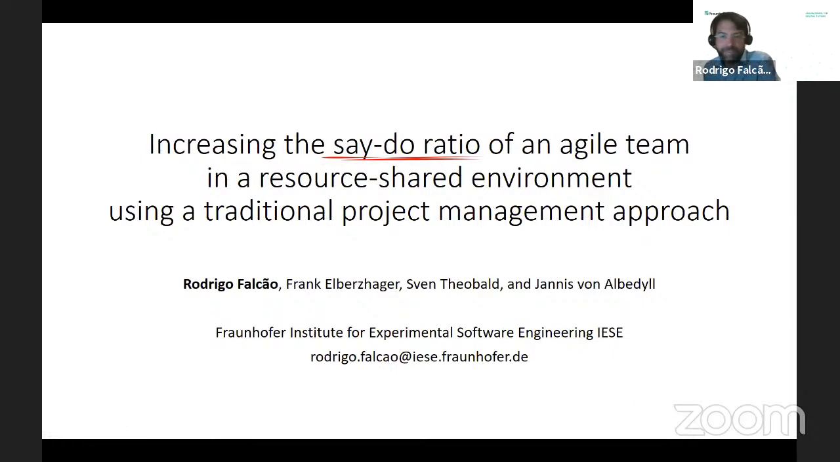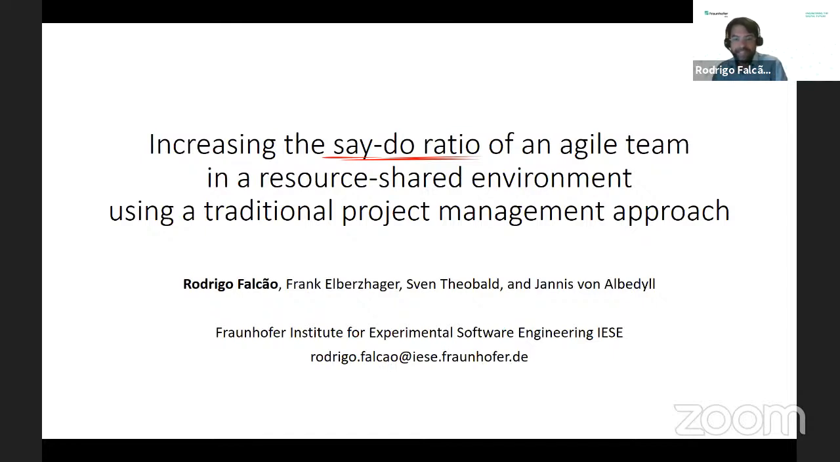For this purpose, we applied some measures. Just to make it clear, by say-do ratio we mean the ratio between what we did and what we planned to do as a team. So if in a sprint you plan to do 40, whatever 40 can mean, and at the end of the sprint your team did 20, the say-do ratio would be 50%.